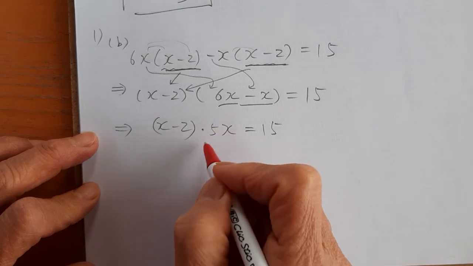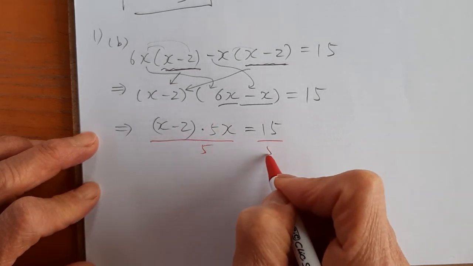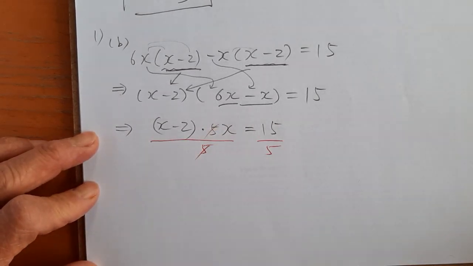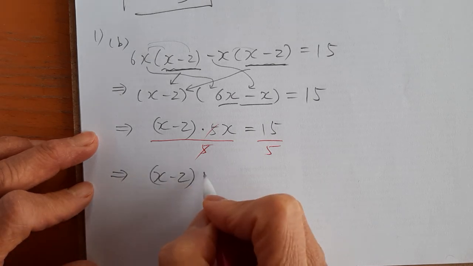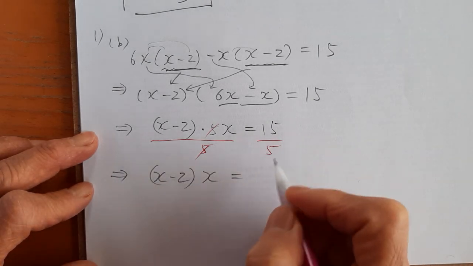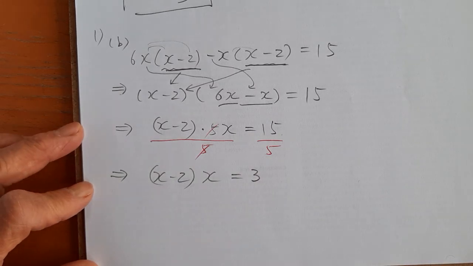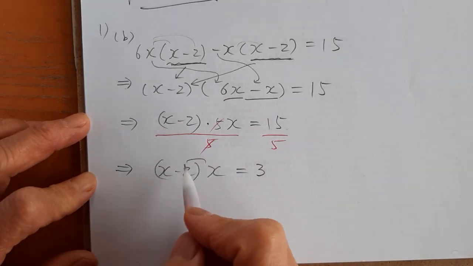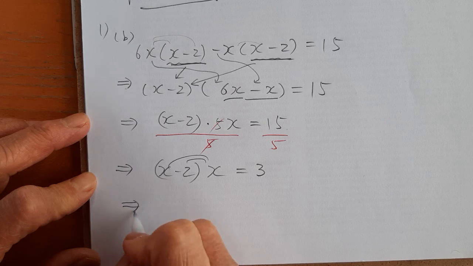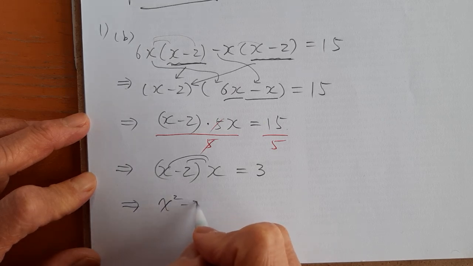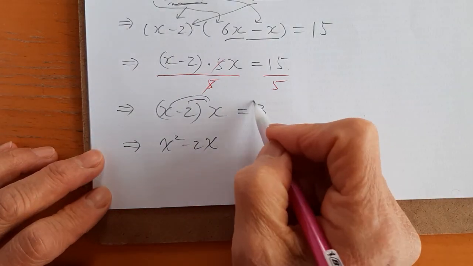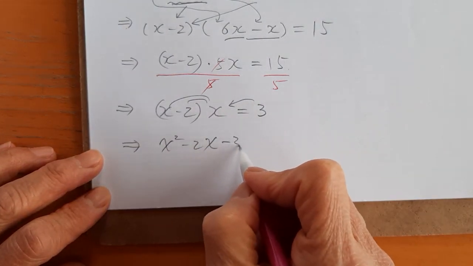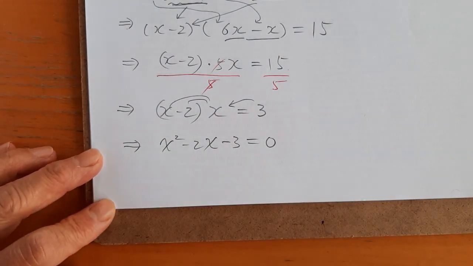Then we can reduce, 5 divided by 5. 5 cancels, common factor 5. So we get x minus 2 times x equals 15 divided by 5, it's 3. Now we remove the parentheses, distribute it in. We get x squared minus 2x equals 3. Then minus 3 on both sides, so it becomes x squared minus 2x minus 3 equals 0.